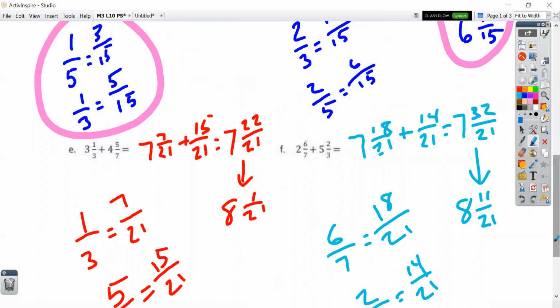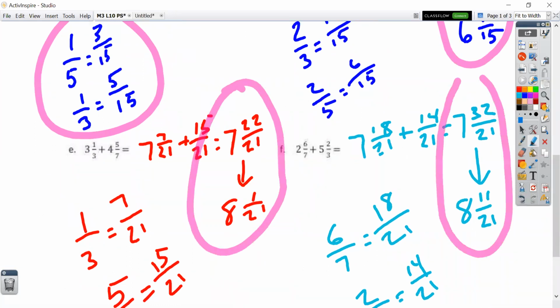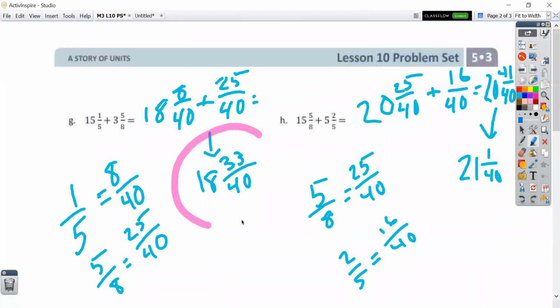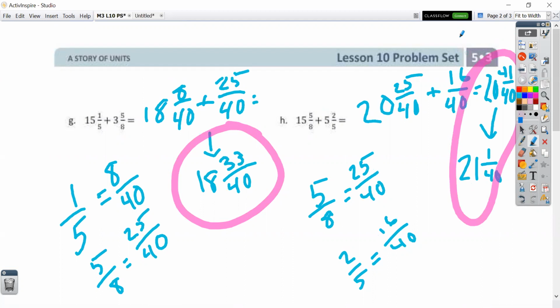Here's our correct answer for E. Here's our correct answer for F. And over here, you can see our correct answer for G and H. Again, no word problems. Now you're on to your exit ticket.